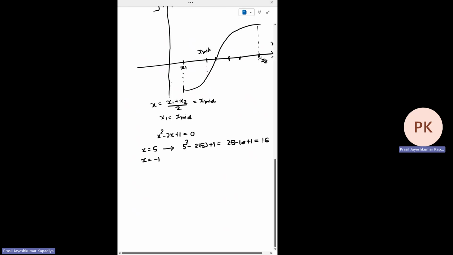Let's say I am taking x equal to minus 1. So minus 1 square minus 2 times minus 1 plus 1, I guess that is also positive. Let's say minus 2.